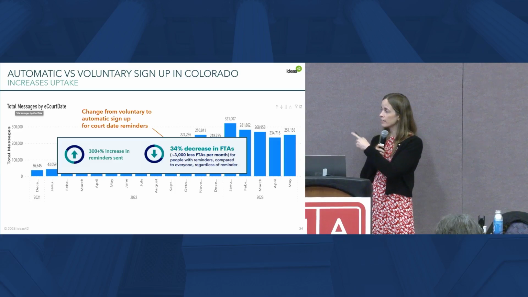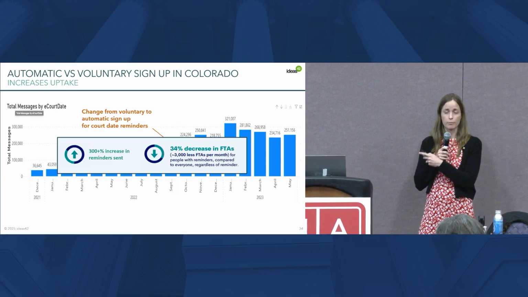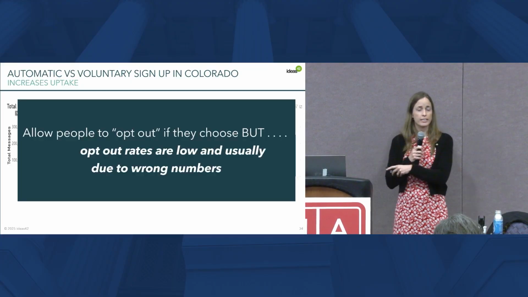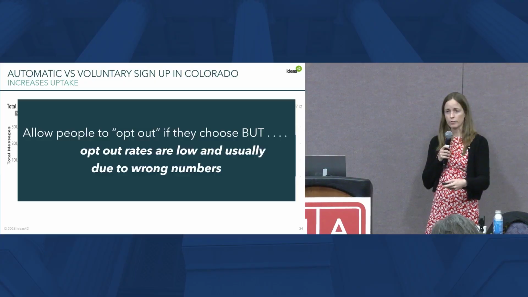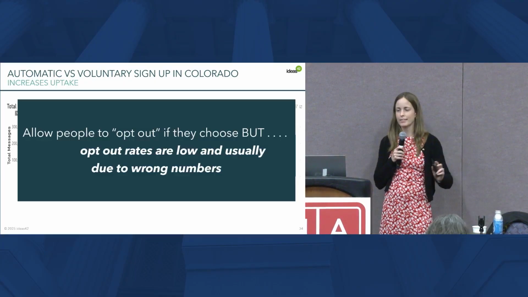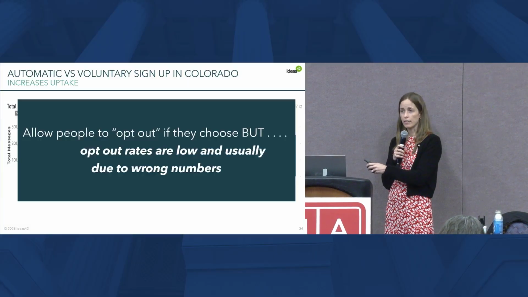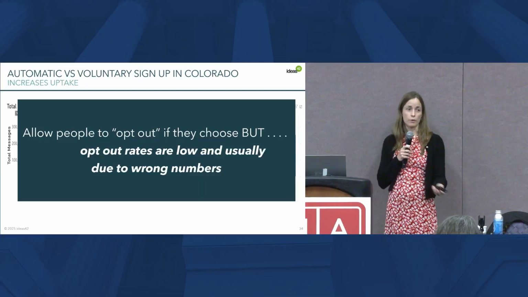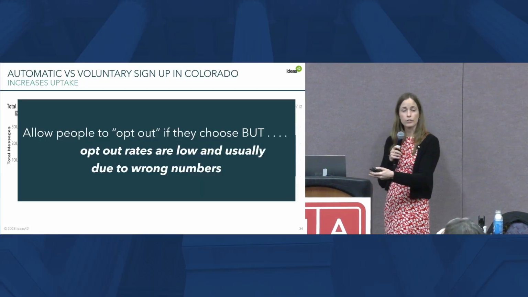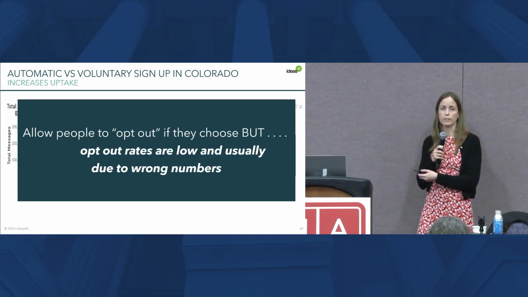So this increase that they saw actually led to a 34% decrease in missed court dates. And important to note that they did allow people to opt out. So once people were signed up, they got a welcome message. It gave them the option to say, stop, don't contact me. But very few people did. And the vast majority of people who did opt out, it was because it was actually the wrong number. So they were not reaching the right person. So that kind of shows that even though people didn't go out of their way to sign up for the reminders, they did want them once they received them.